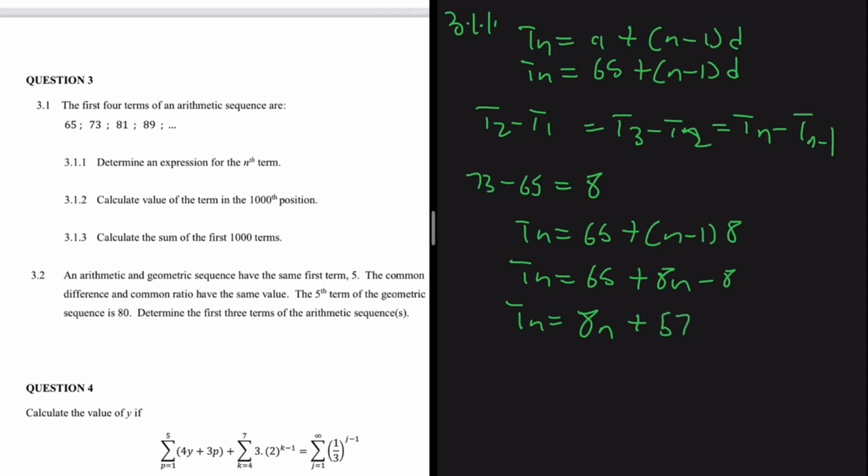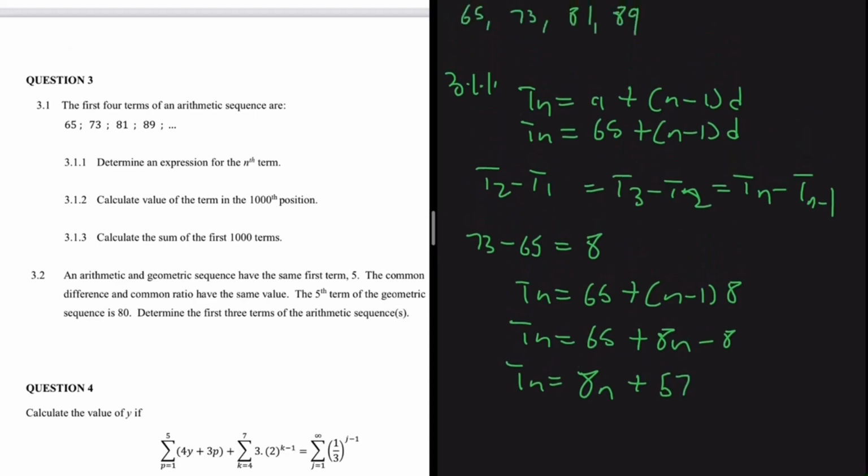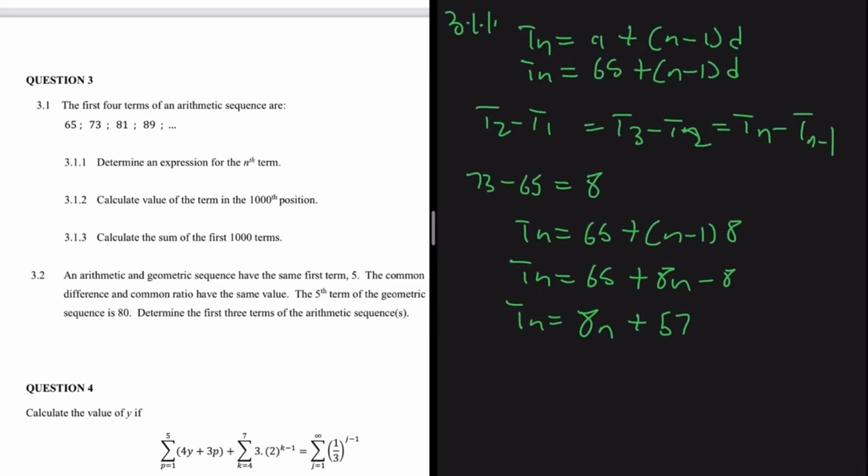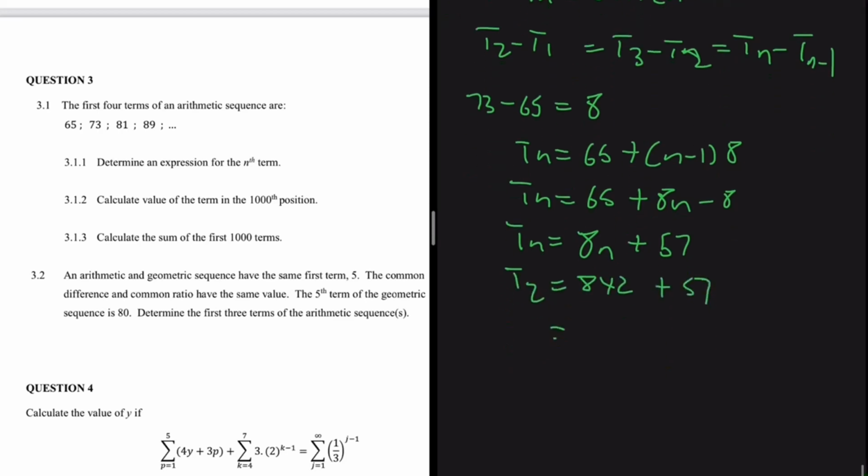After you find this expression, substitute one term and see if you get the right answer. For instance, put 2 here and see if you're going to get 73, right? Just like that. So let's go ahead and do that. So T2 will be equal to 8 multiplied by 2 plus 57, right? And then that is 16 plus 57.